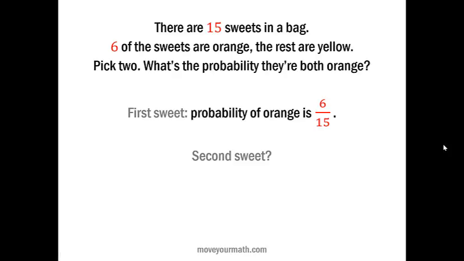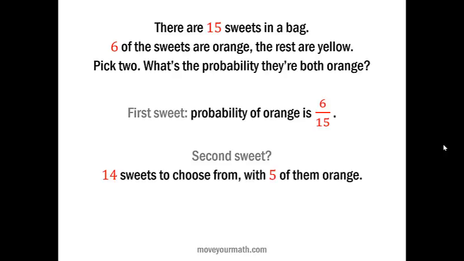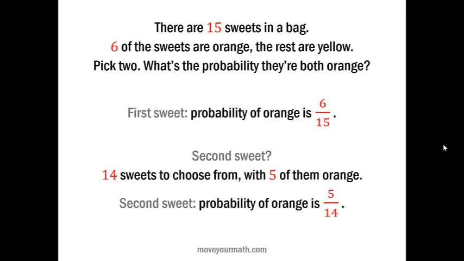So what about the second sweet? Well, for the second sweet, we've taken 1 sweet out of the bag, so we've only got 14 left, and we're supposing that the first one was orange. So what we've got is 14 sweets with 5 of them orange, so the probability that our second sweet is orange is now 5 out of 14. I'll say that again. We started with 6 orange sweets in a bag of 15. We pick the first one and suppose it's orange, so that's leaving us with 5 orange sweets in a bag of 14. And so the probability that the second sweet is orange is 5 over 14.